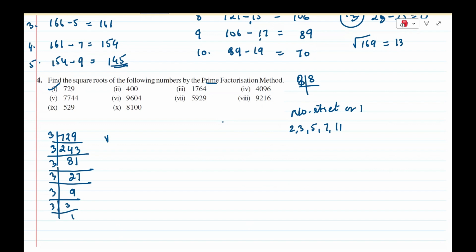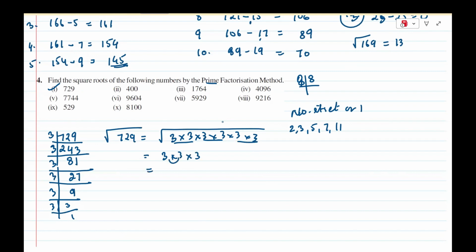So I need to find the square root of 729. What I got in the prime factorization, I'll write that inside the square root. So how many 3s do I have? 6. What is the method to find the square root? Just make pairs of the same number and out of each pair take 1. So it is 3, then again 3, and then again 3. So 3 3s are 9, 9 3s are 27, which is the square root of this number.